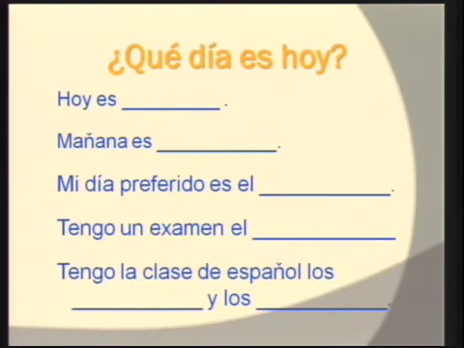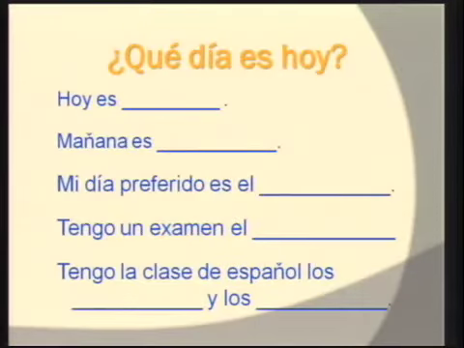Now, if you want to talk about something that's coming up, say on Tuesday you're having a test, you would say, tengo un examen el martes. El martes would be for this Tuesday. Tengo un examen el martes. The days of the week are masculine. El lunes, el martes, el miércoles, etc., etc.